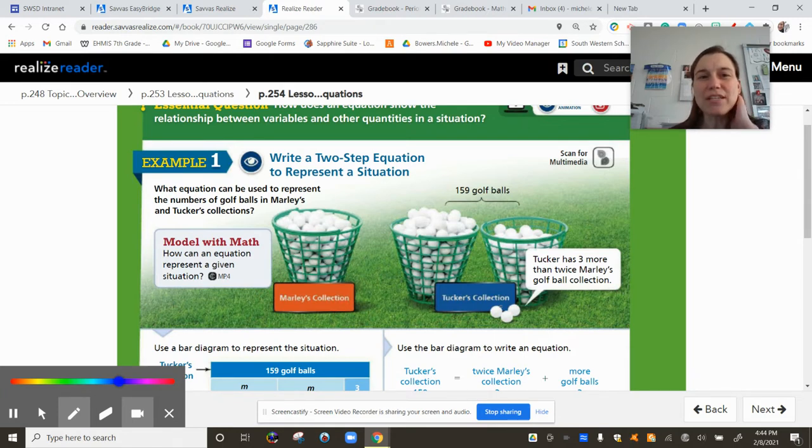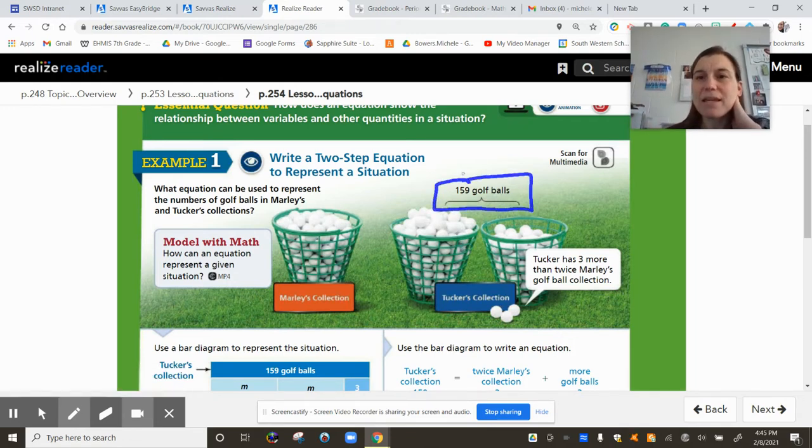It says, what equation can be used to represent the number of golf balls in Marley's and Tucker's collection? So it's telling us that Tucker has 159 total golf balls. I know that it's right here in this graphic. Now, it's also telling us that Tucker obviously has more than Marley. I can tell from the picture. It says that Tucker has 3 more than twice Marley's collection. So if you can tell, Marley has this one basket here. We don't know how many are in the basket, but Tucker has 2 of those baskets and 3 more.